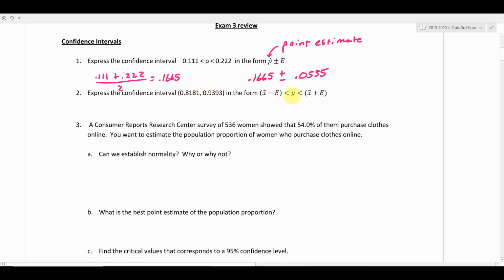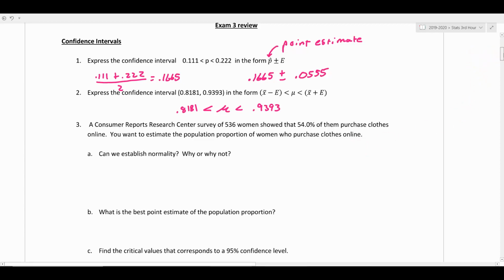So we're doing a confidence interval for the mean. So I'm going to take my mean. I'm going to tuck it in between 2 inequality symbols, just like this. And then I'm going to take my bounds, so this 0.8181, put it on the left side, and then my upper bound 0.9393. And there's my trilinear inequality. So this one was really easy because I didn't have to calculate that point estimate.